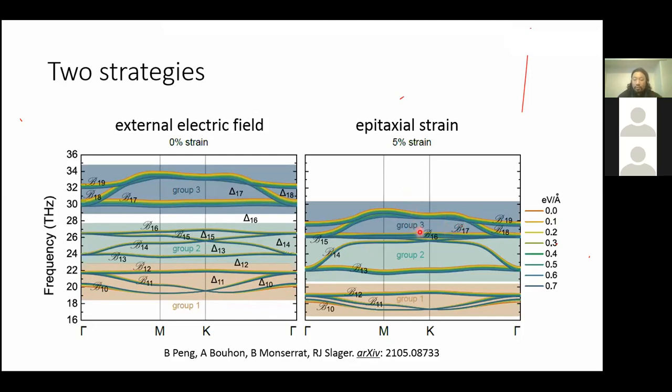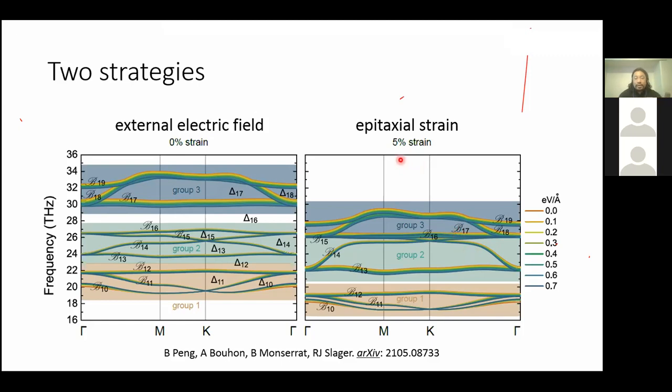For example, we have these 2 groups of bands in group 2 and group 3. Basically, we can see even at a moderate strain of 5%, these 2 bands kind of touch each other. So we have 2 ways to play with this band inversion and possibly the accompanied band braiding process.